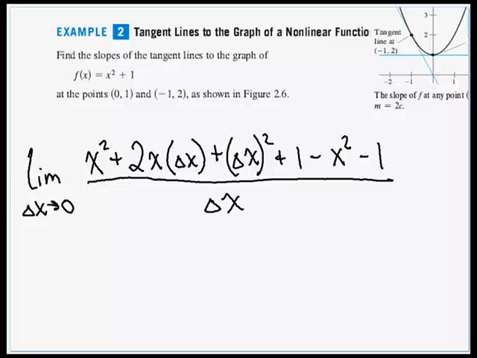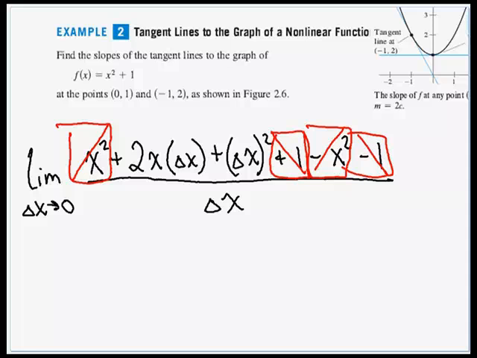So let's see what's going on there. Here we have x squared is our leading term, and here we have a minus x squared. Those cancel. Here we have a plus 1. It's going to cancel with this minus 1. So now as you're working on these problems, you're going to notice a pattern.